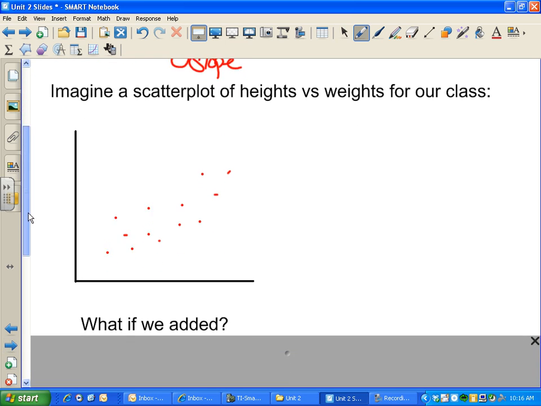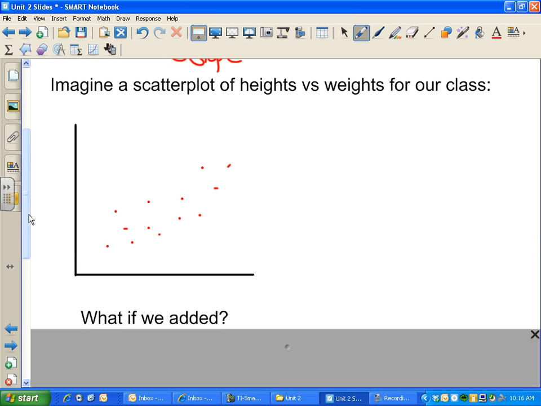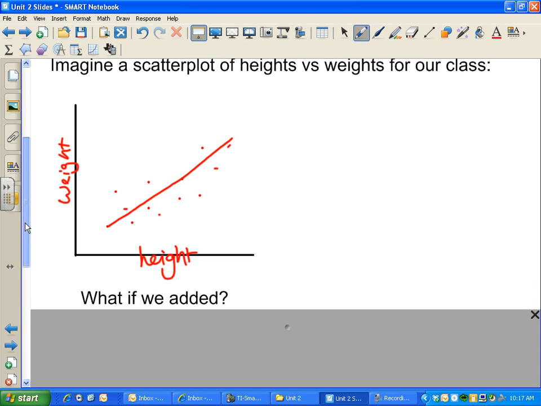So to help us imagine weird points, pretend that I've gathered some data about height and weight for our class. I didn't actually gather this data, we're just imagining. And this scatter plot is not unrealistic. Height and weight generally make a nice positive linear trend in a scatter plot. As you might imagine, the taller you are, the more you weigh, just in general. So let's think about what if we added some perhaps weird points.